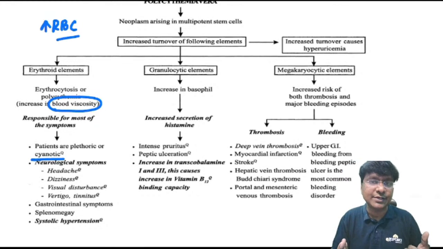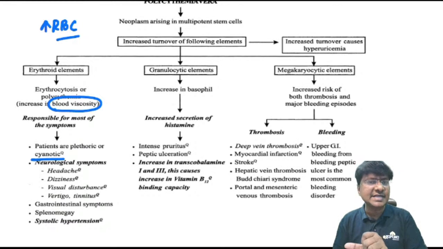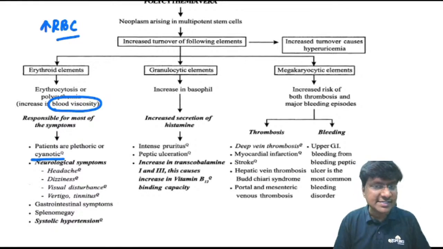When does this cyanosis occur? When the quantity of reduced hemoglobin is more than 5 grams per deciliter, that is the point when there can be cyanosis. Now there is increased RBC, so there is increased hemoglobin. Accordingly, if the oxygen is not received by this increased RBC, that will result in cyanosis.